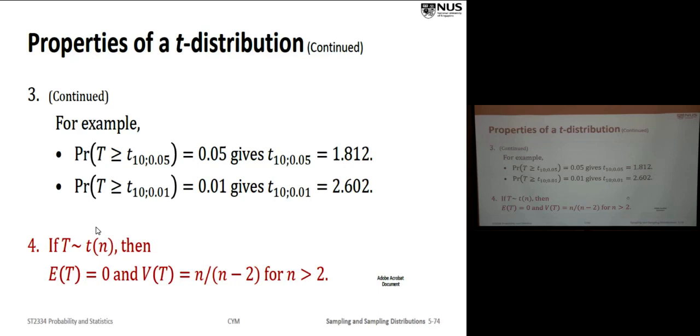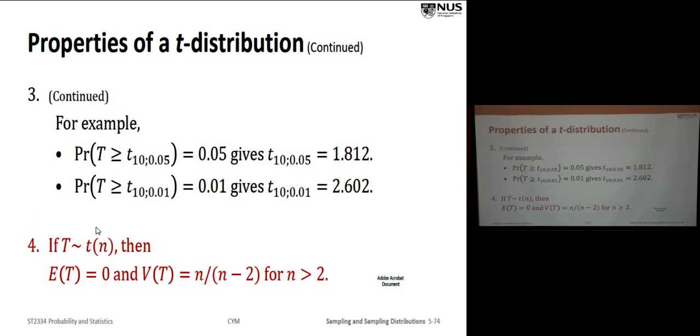There are also some facts which are particularly useful. The expectation of the random variable t for any number of degrees of freedom little n is 0. It's not obvious, but we know that the PDF is symmetric about 0 and has a modal value there, so the average value of the random variable is 0. The variance is n over n minus 2, only defined if n is strictly bigger than 2.